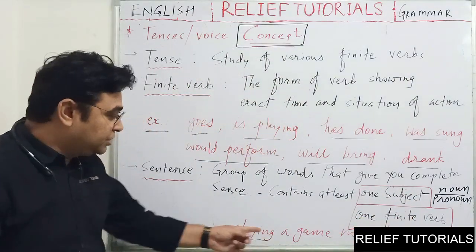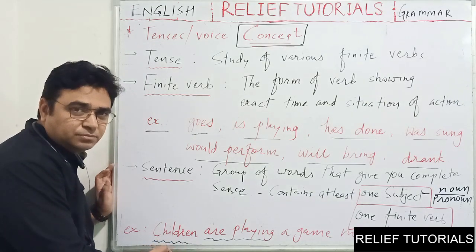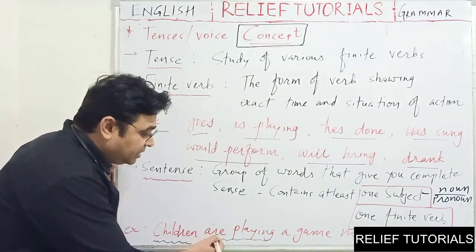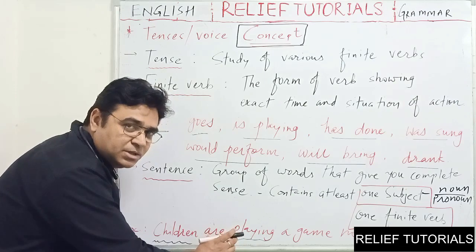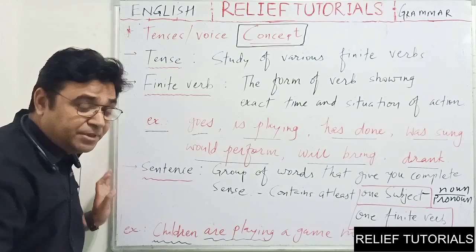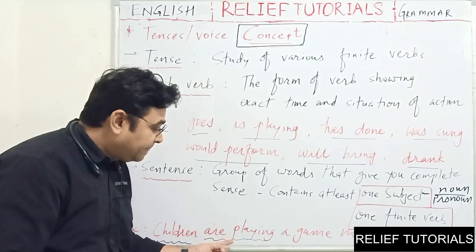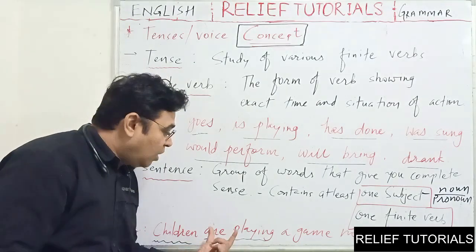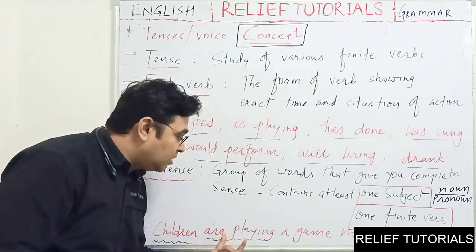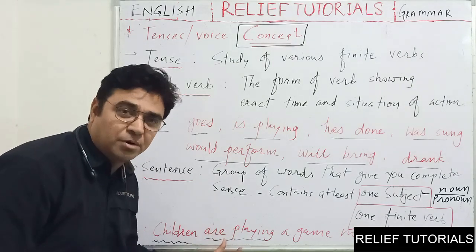So in this group of words, children is the subject. It is the name of a group. It is a noun, a common noun. And are playing is a combination of verb that gives you the time, present, and the situation, continuous. In the present time, the action is continued. So it is called continuous present tense. So are playing is a finite verb that belongs to continuous present tense. This verb belongs to a tense because it is a finite verb.